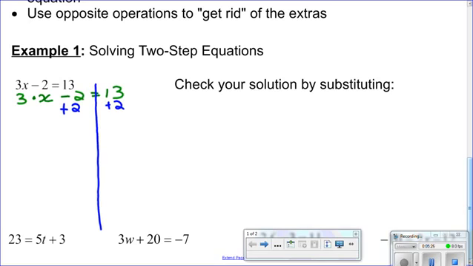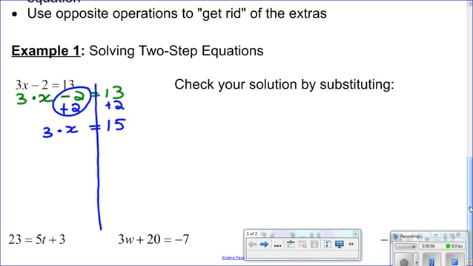And notice that I'm only adding 2 once on each side of the equation. I'm not adding 2 to everything. I'm adding 2 once on either side of the equation. That way, minus 2 and plus 2 is going to equal 0. So then we get left with 3 times x equals 15. So we're just solving it kind of like it was 2 separate one-step equations that have been put together.